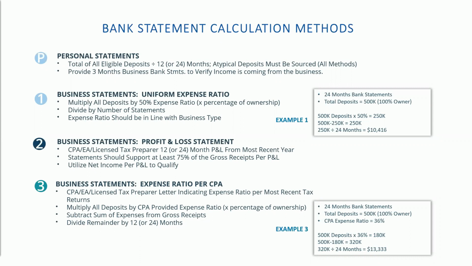Not to say that they don't exist, but as a heads up, I've actually seen a CPA letter come over greater than 25%. So that's what we want to be aware of. If I'm getting a CPA letter, make sure it's less than 50% on a bank statement or 25% on a 1099, or else it's better just to go with method number 1, right? Because we're actually going to give ourselves less income in those instances.